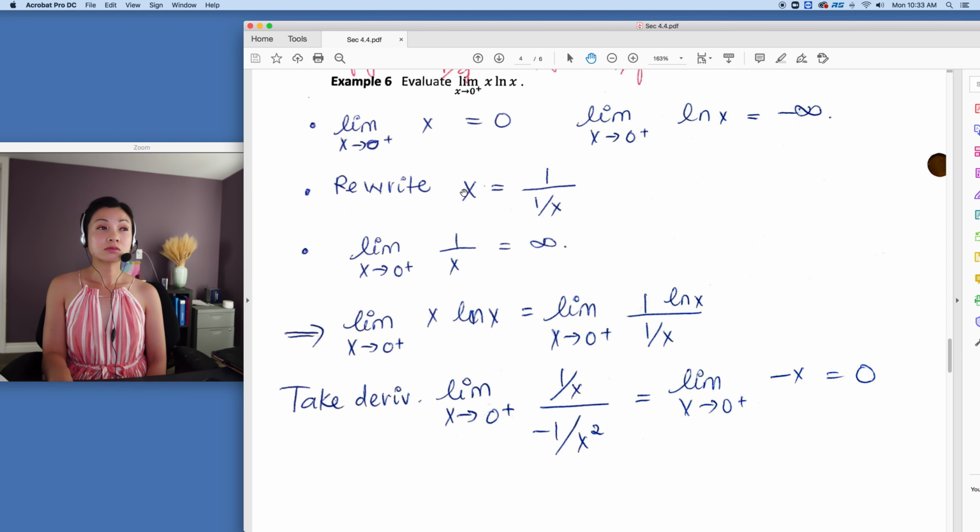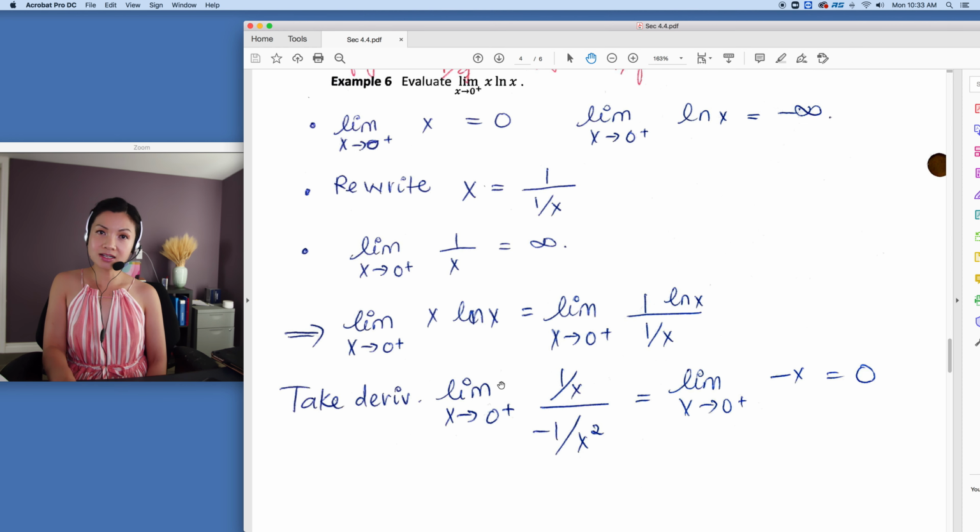So what do we have? We have the limit of this. It's going to go to infinity, right? So now I'm going to rewrite. Instead of writing it as a product like this, I'm going to put ln x over 1 over x.